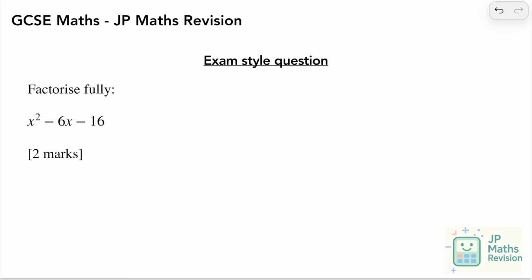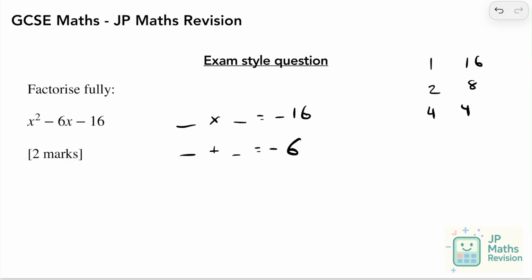So here's an exam style question on this topic. So for 2 marks, we need to factorise this fully. So for this one, we need to think of two numbers that multiply to make minus 16 and add to make minus 6. So we're going to do the factors of 16. So the factors of 16 are 1 and 16. We have 2 and 8, and we have 4 and 4 as well.